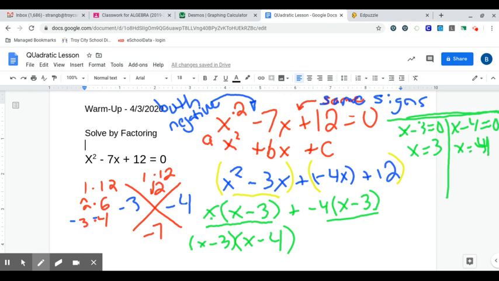Those are our two roots. When x is 3 and x is 4, that's where our parabola goes through the x-axis. All right, thanks. Now I want you guys to move on to the Edpuzzle that is there and try that.